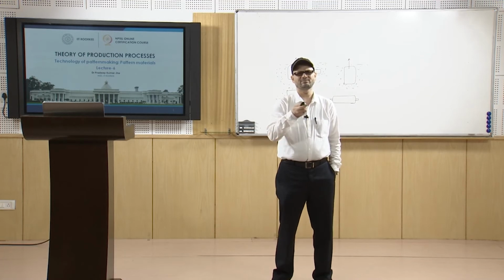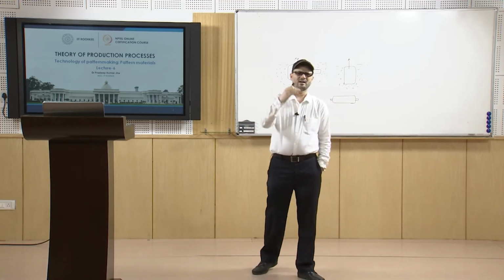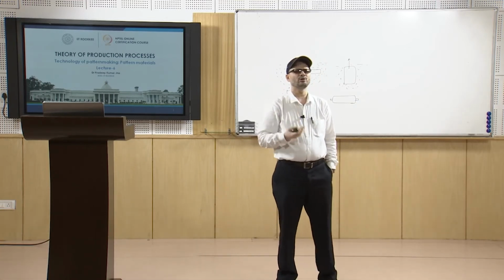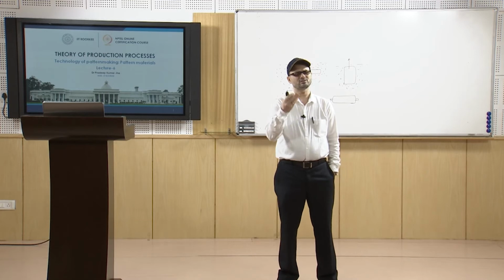Apart from that, there are many pattern materials which come in between these materials, like expanded polystyrene, which is used in case of full mold casting. That is a kind of plastic. So, you have mostly the pattern materials of this type.